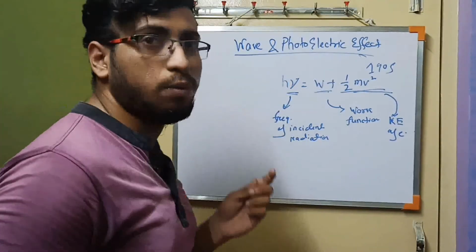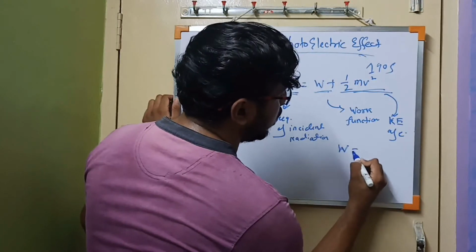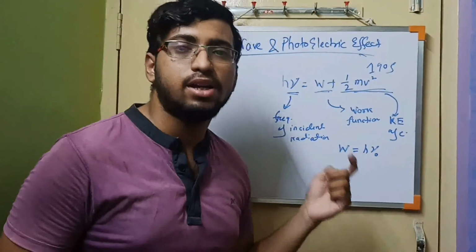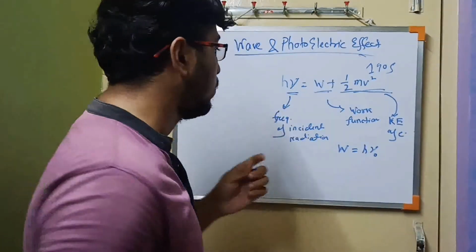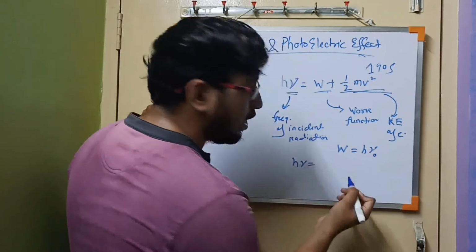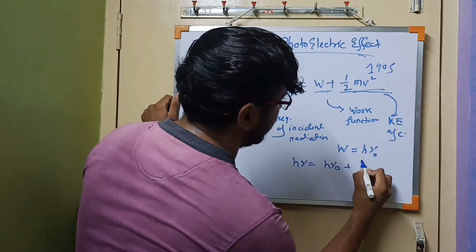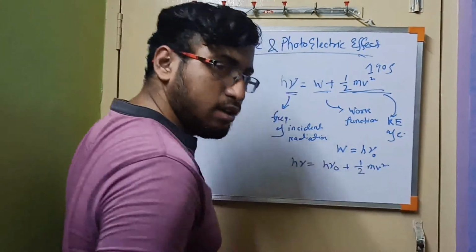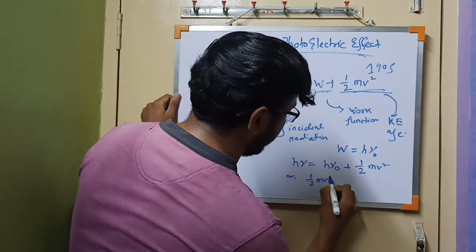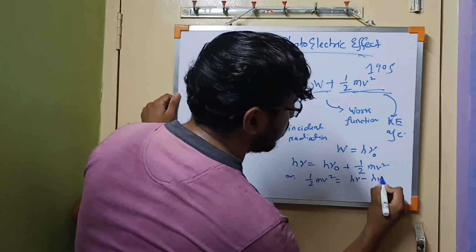Now, what is W? Here W is exactly equal to the threshold frequency multiplied by Planck's constant. So basically the final equation is h nu equal to h nu naught plus half m v square, and that will end up like half m v square equal to h nu minus h nu naught.